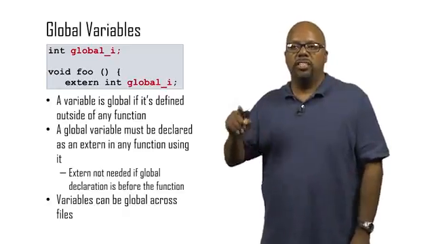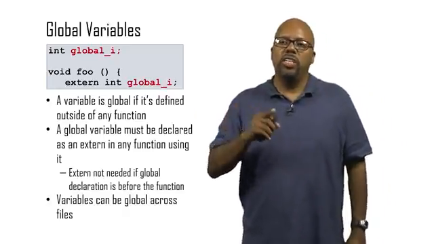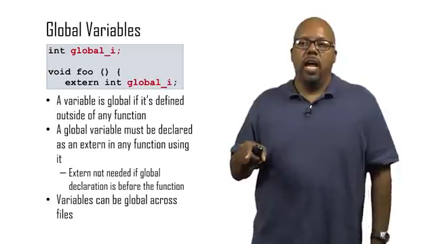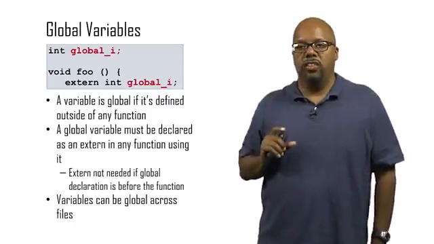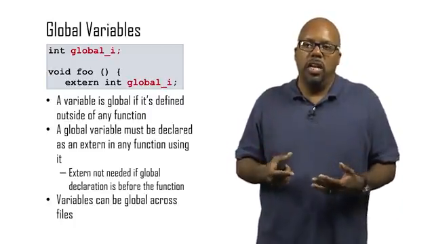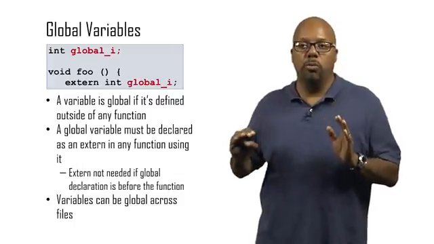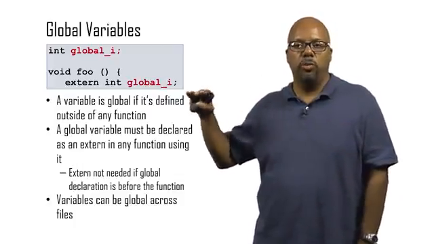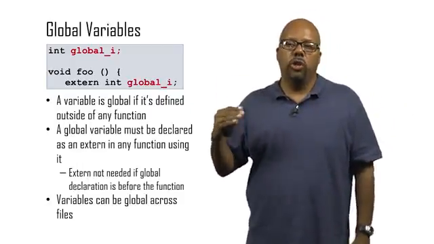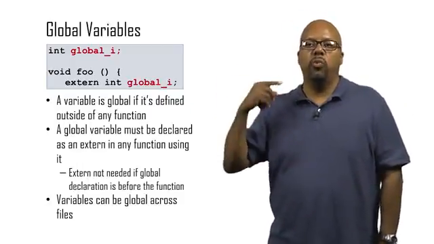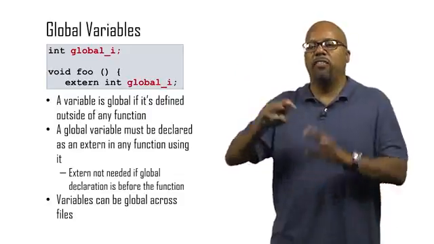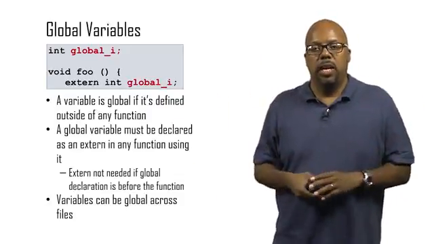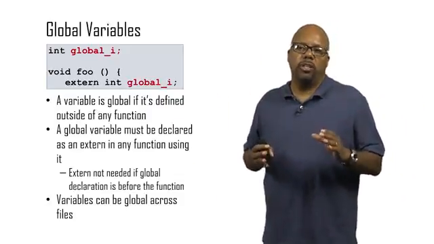Look at that foo. It says extern int global I. So it looks like I'm redeclaring the same variable, but notice I put that extern in front of it, which means it's an external variable. That means this is going to be global. So if at the top of my foo I say extern int global I, then anytime I refer to global I inside my foo, I'm referring to the one global I that everybody sees. So those are the two things you have to do to make a global variable.